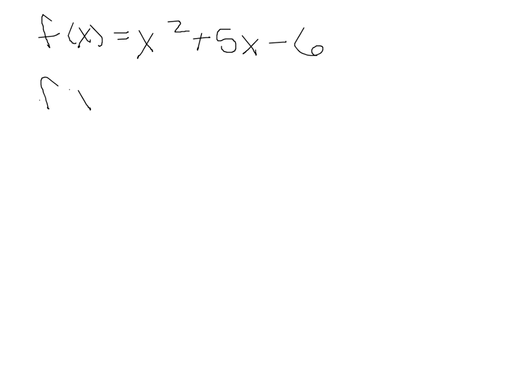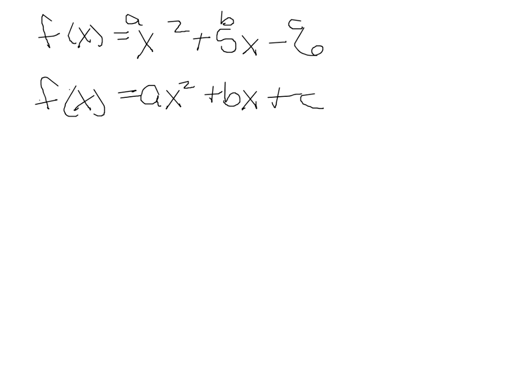All right, so we are going to do quadratic functions in general form now. So our first example is f of x equals x squared plus 5x minus 6. Our formula for general form is ax squared plus bx plus c. So a is 1, b is 5, and c is minus 6.